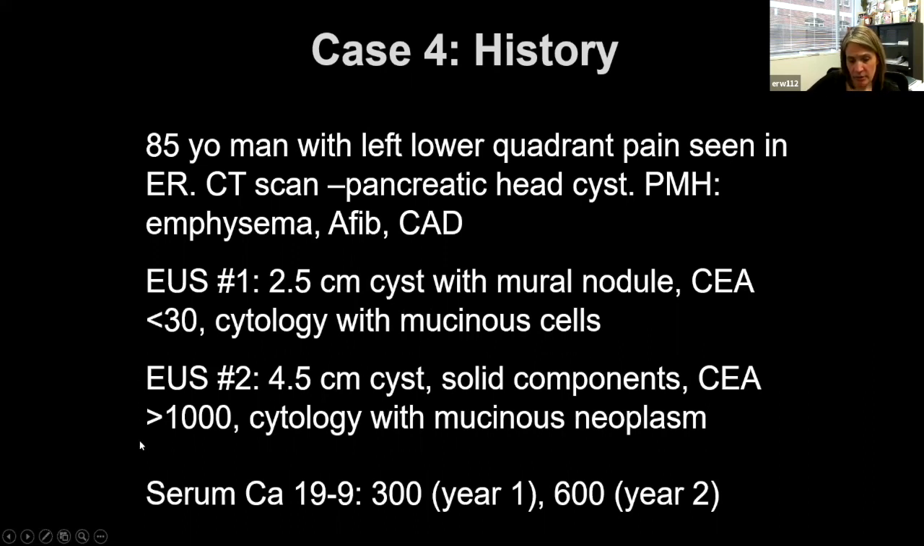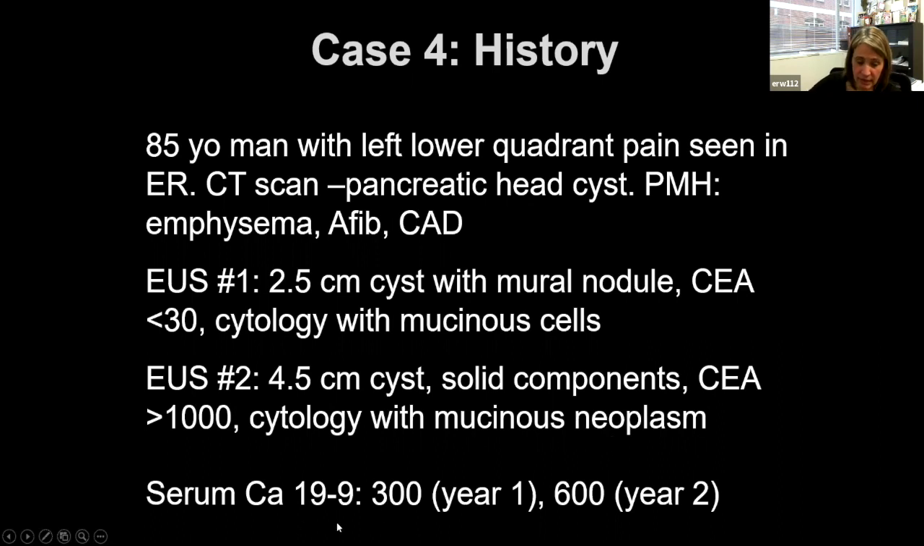Later, he underwent a second endoscopic ultrasound. The cyst was now 4.5 centimeters. It had solid components. The cyst fluid CEA was elevated at this point in time. Honestly, it's probably the same mucinous cyst at time points 1 and 2. It's just that the sampling and our ability to do this with consistency is not perfect. And the cytology again showed mucinous cells, just like the prior scan.